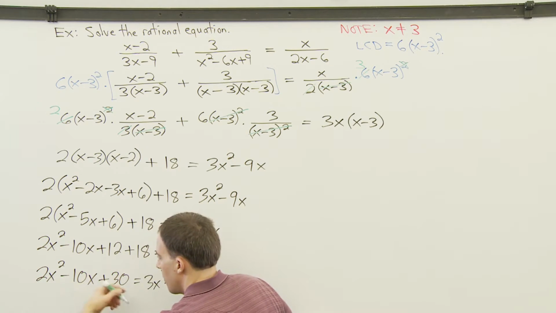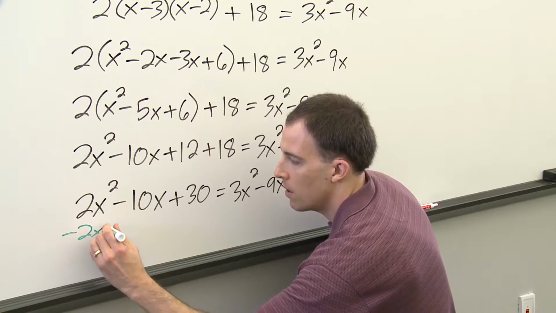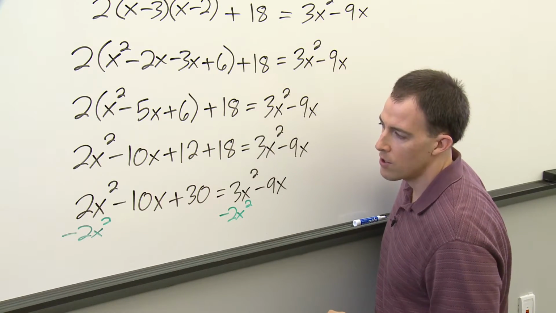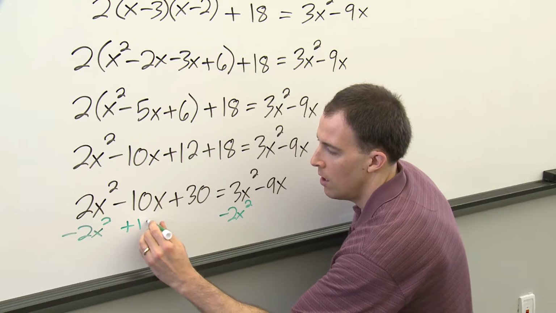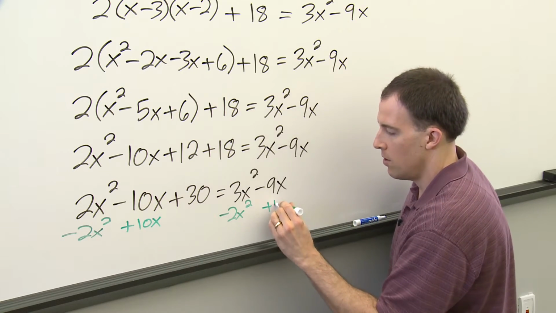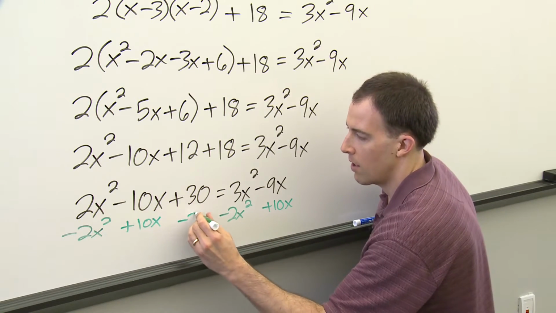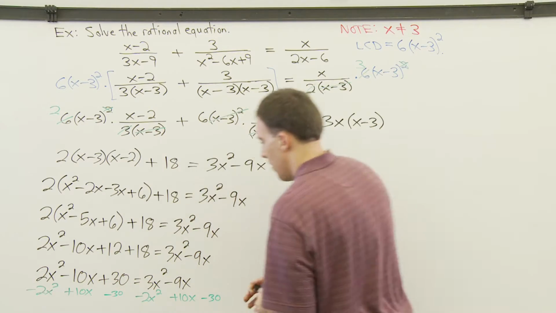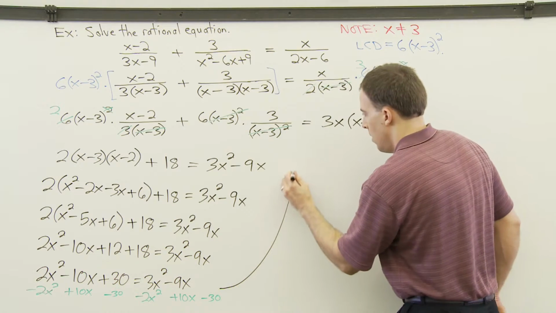So I'm going to bring all 3 terms from the left side over to the right. If you can do this mentally, that's fine. I'm trying to show what I'm up to. So I'm subtracting 2x squared from both sides, and I'm also going to add 10x to both sides, and then subtract 30 from both sides. Okay. So just trying to indicate how I'm getting everything to the right side there.